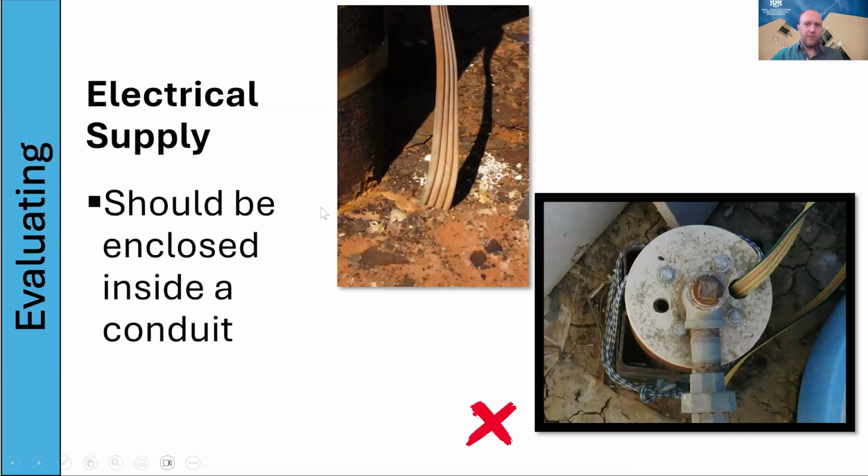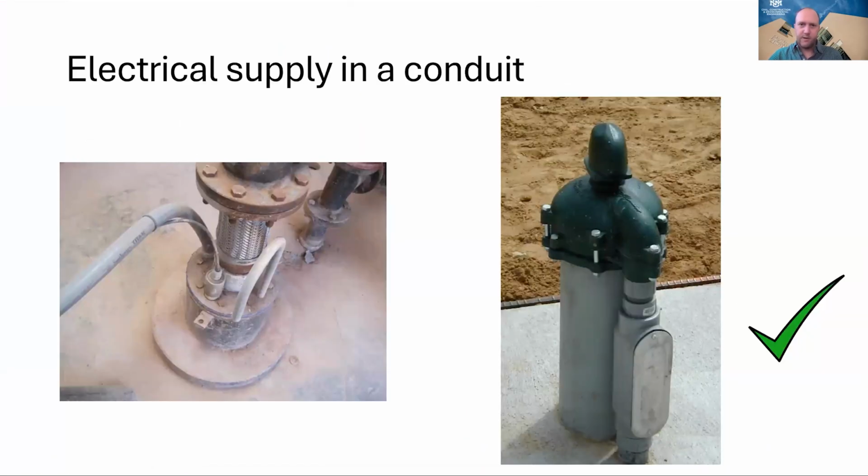And then electrical supply: all electrical components should be in a conduit and in electrical boxes. There's potential here for loss of electrical control, or it's just not protected from the elements. This one is just a wire that's going into this hole. So not only is the cord unprotected, it also is a pathway for contamination. So here's just what some good ones would look like.